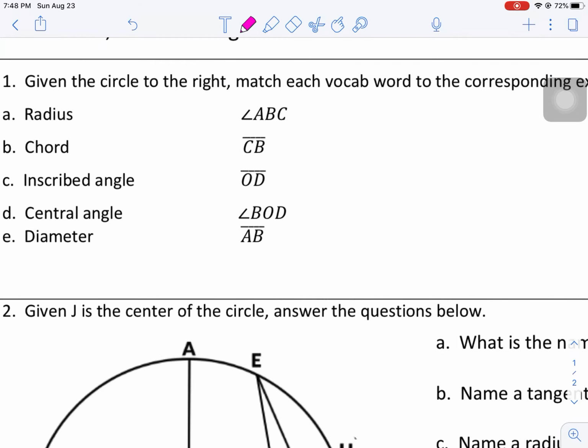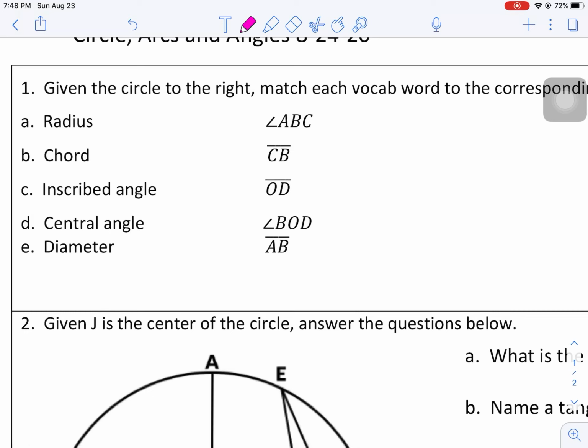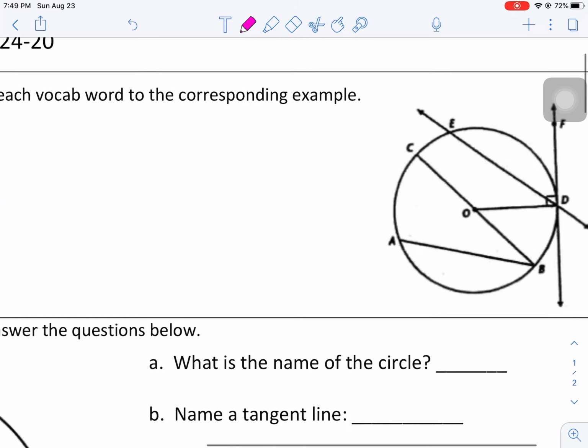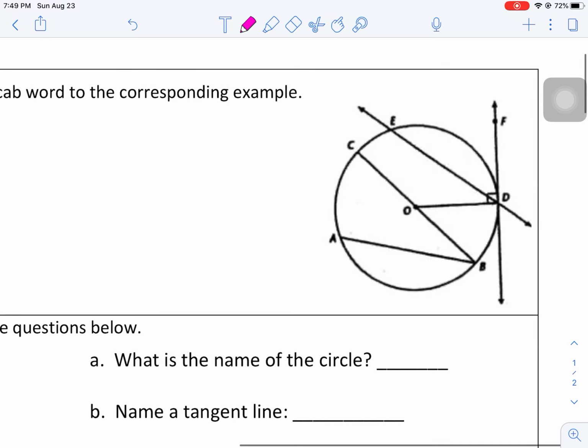We're going to do some matching. This goes along with the information that we did on Friday. We're going to talk about the words radius, chord, inscribed angle, central angle, and diameter. And we're going to match with one of these over here, right? But the complicated part is we're actually going to take it off a picture now.